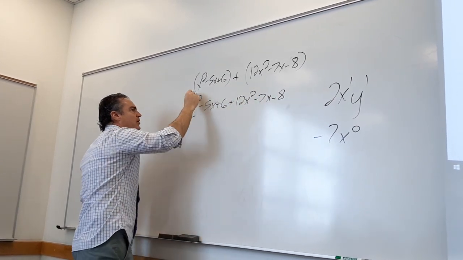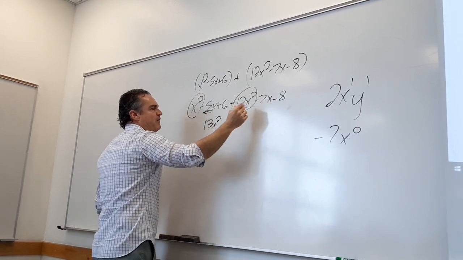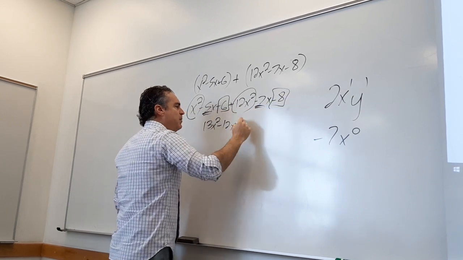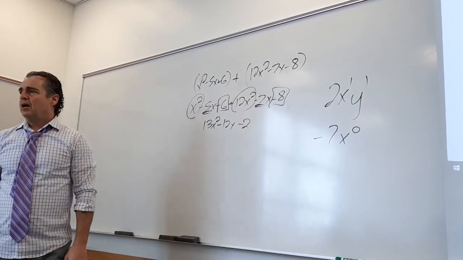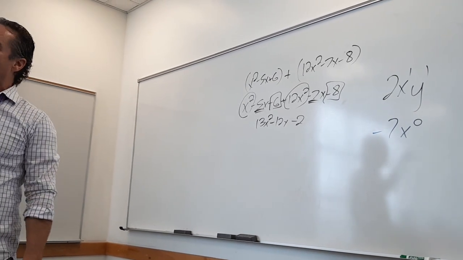And now I can just combine like terms. X squared and 12x squared make 13x squared. Write this down. Negative 5x, negative 7x makes negative 12x, and 6 and minus 8 makes minus 2, and I'm done. I know how to add polys because I learned this a long time ago, because you're freaking smart.